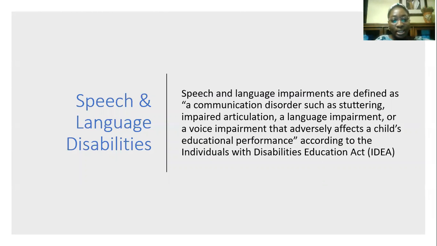The last one is the speech and language disability. The Individuals with Disabilities Education Act, IDEA, officially defines speech and language impairments as, one, a communication disorder such as stuttering, which is an example of a fluency disorder. Other fluency issues include unusual word repetition and hesitant speech. The second one is impaired articulation, and it indicates an impairment in which a child experiences challenges in pronouncing specific sounds.